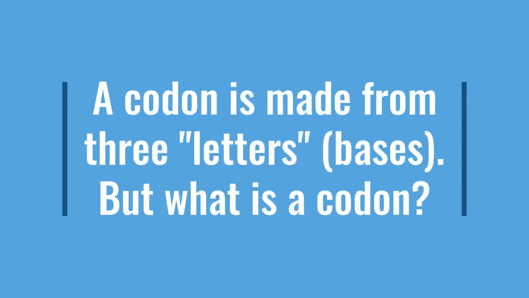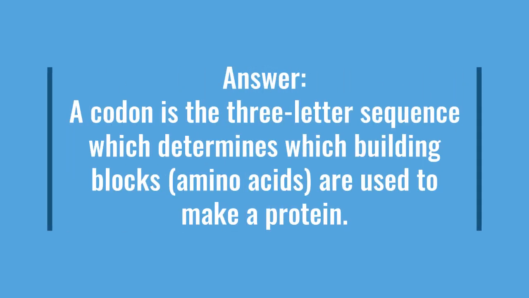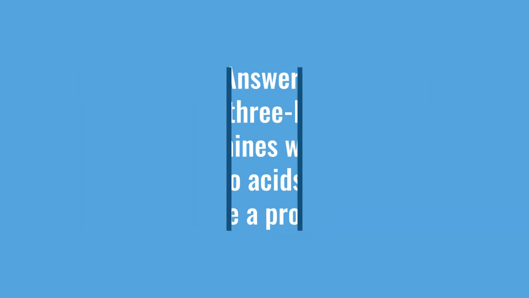We have learnt that a codon is made from 3 letters which represent bases. But what is a codon? A codon is the 3-letter sequence which determines which building block, or amino acid, is used to make a protein.